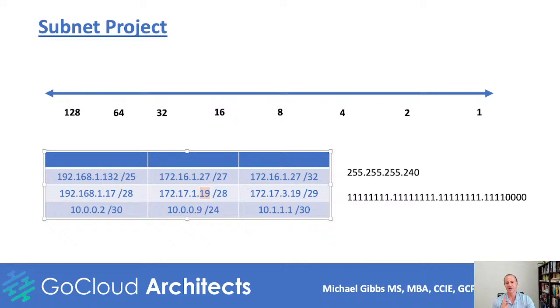So it'll be 172.17.1.16, and then 16 to 30 are usable. 31 is going to be all ones broadcast, so you're there. Okay, great job.